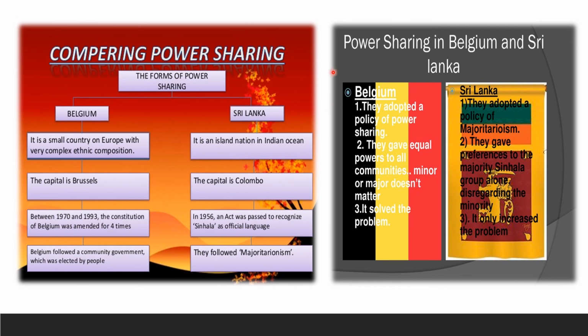The 10th CBSE board wants you to understand this more clearly, so they ensure this by asking it as a compulsory question. Most of the papers from the past 10 years contain this question of comparing the power sharing arrangements of these two countries. I would like you to concentrate on this.